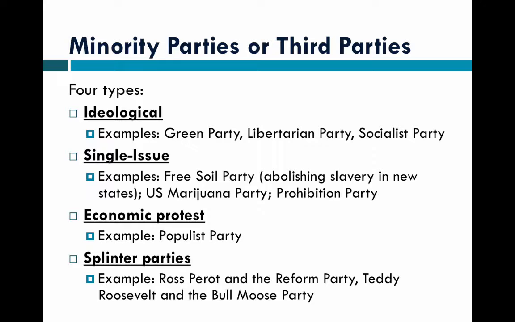Then we have single issue parties, who are parties made up of people who feel like the major parties are ignoring a key issue. So they form their own party to advocate for it. And this might, for some people, replace the traditional party breakdown, or it might supplement it. So an example of this was the Free Soil Party, which was a party that sought to abolish slavery in new states. The Prohibition Party, which sought to invoke prohibition in the nation, and currently the U.S. Marijuana Party, which seeks to legalize marijuana across the country. Then we have economic protest parties.